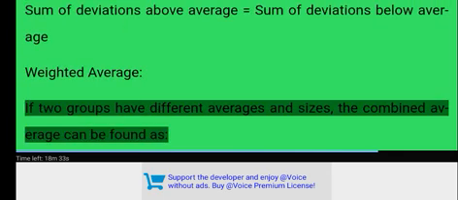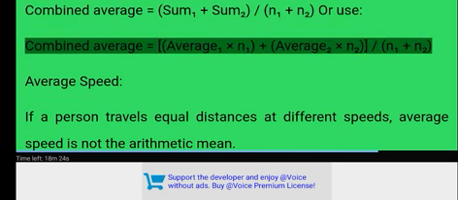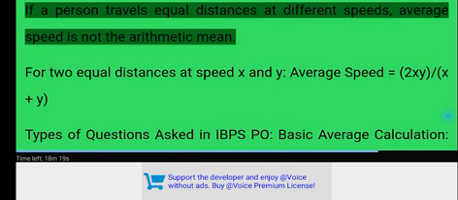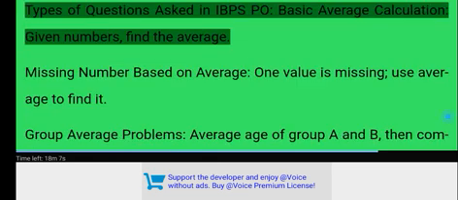Weighted average. If two groups have different averages and sizes, the combined average equals sum plus sum divided by n plus n, or combined average equals average times n plus average times n, divided by n plus n. Average speed. If a person travels equal distances at different speeds, average speed is not the arithmetic mean. For two equal distances at speed x and y, average speed equals 2xy divided by x plus y.